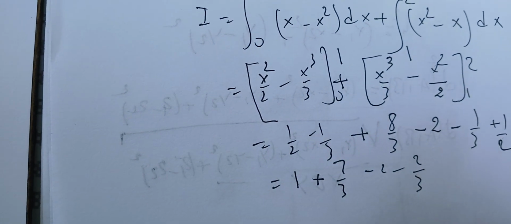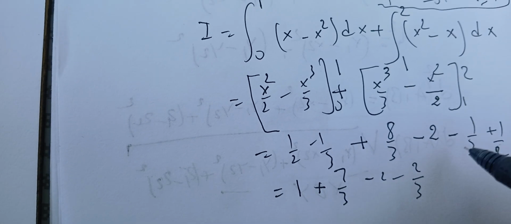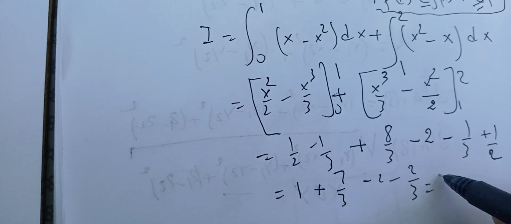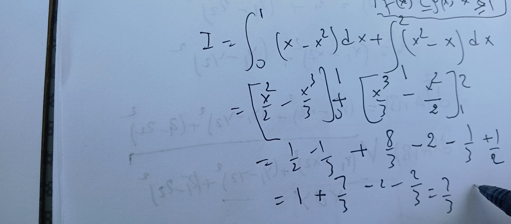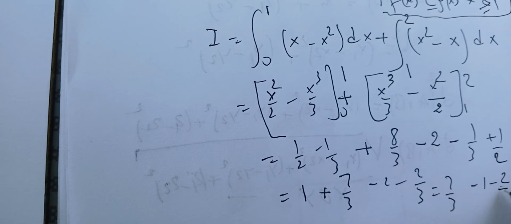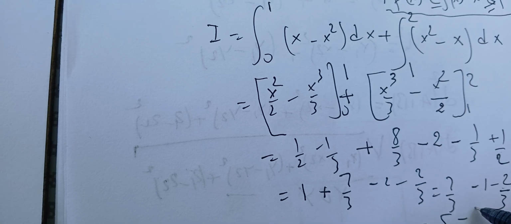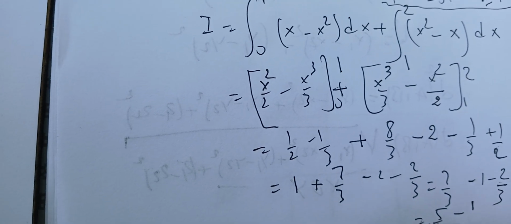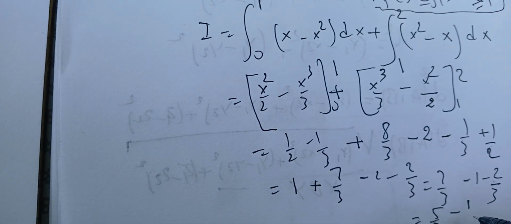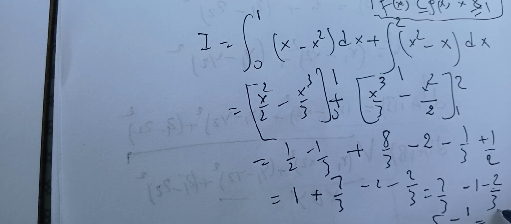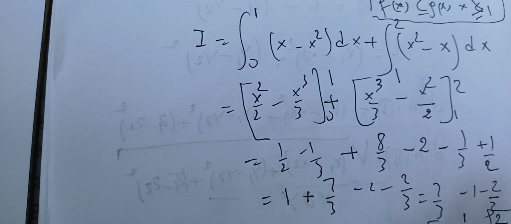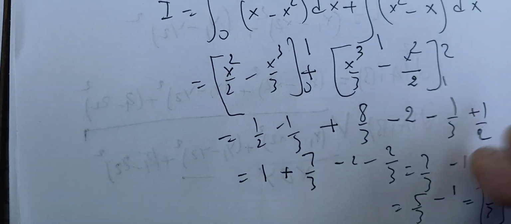If we evaluate this one, we're going to see that we have 7 over 3 minus 1 minus 2 over 3, which is going to give us 5 over 3 minus 1, which is 2 over 3, or something like that.